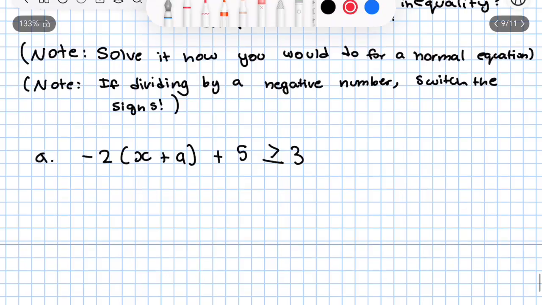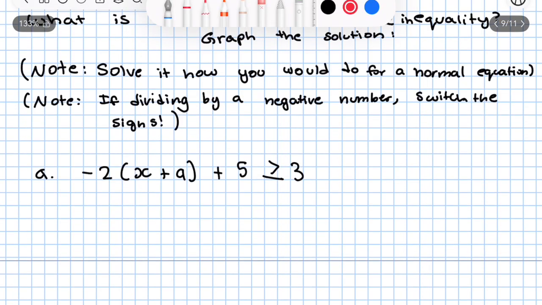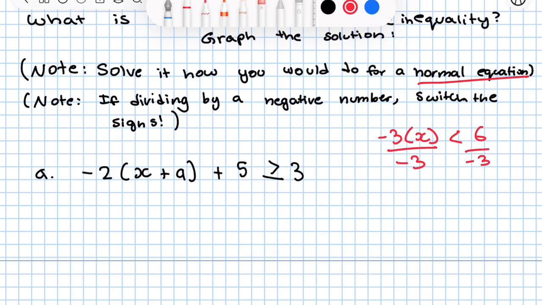Graph the solution. Just as a note, solve it as you would a normal equation. And another one: if dividing by a negative number, switch the signs. Okay, this is what I mean. Let's just say negative 3 times x is less than 6. To solve for x, you would need to divide by negative 3. But be careful here. Because you're dividing by a negative number, you always have to switch the sign. So x is greater than negative 2.